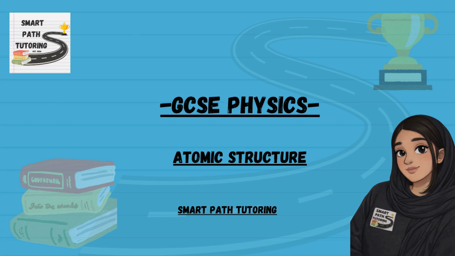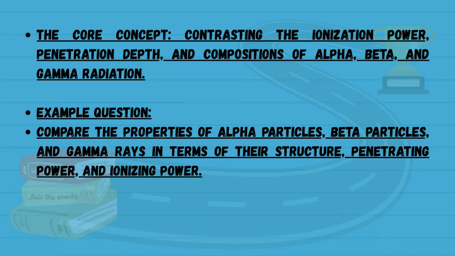Atomic structure. The core concept. Contrasting the ionization power, penetration depth, and compositions of alpha, beta, and gamma radiation. Example question. Compare the properties of alpha particles, beta particles, and gamma rays in terms of their structure, penetrating power, and ionizing power.